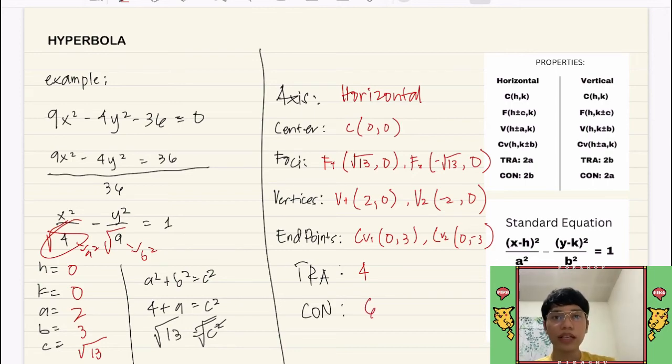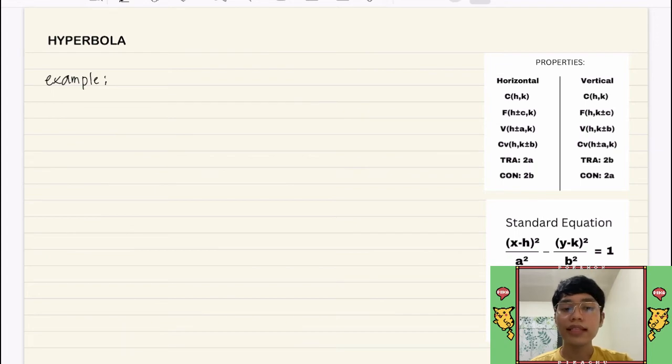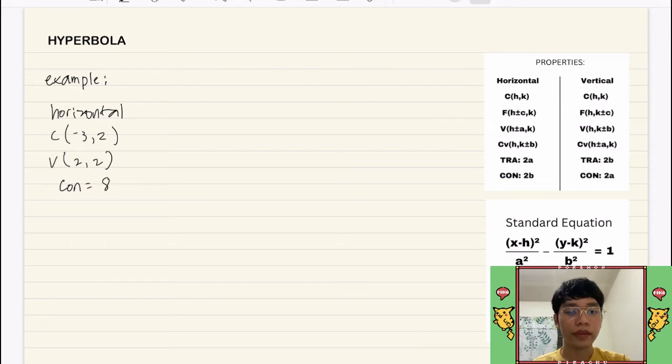So now that we have learned how to identify the properties from the given equations, let us now identify general equations from the given properties. So let's have an example. For the given, we have horizontal, center is (negative 3, 2), vertex is (2, 2), and the conjugate is 8. So given these properties, we can identify h, which is equal to negative 3. K is equal to 2.